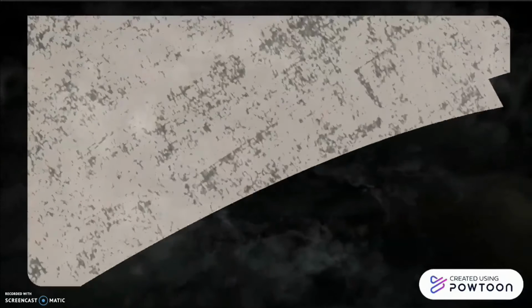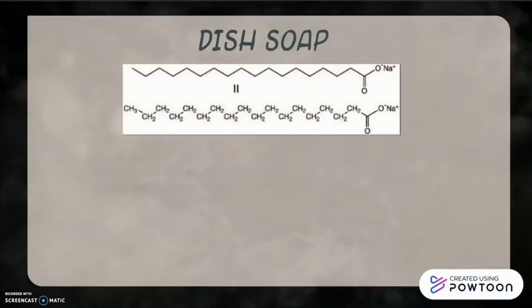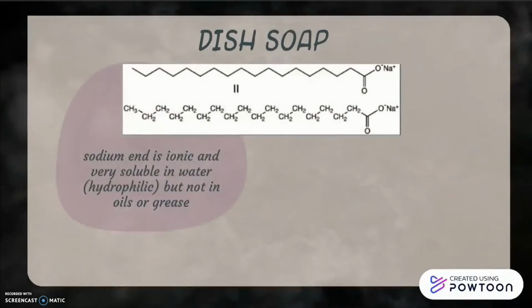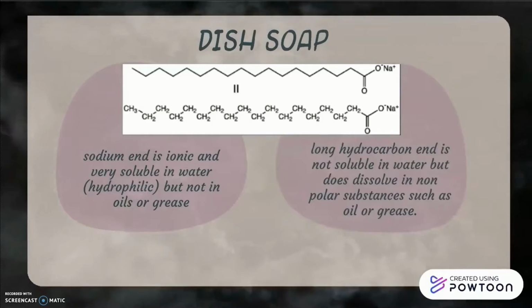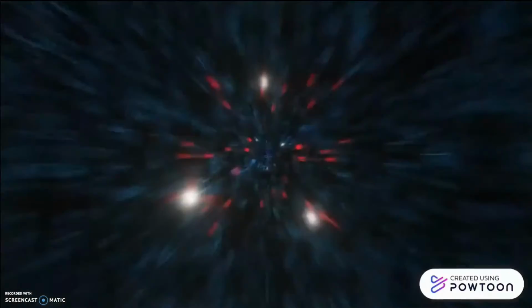As you can see, this is the structural formula of the dish soap. The sodium end is ionic and very soluble in water, but the long hydrocarbon end is not soluble in water. It does dissolve in nonpolar substances such as oil or grease.